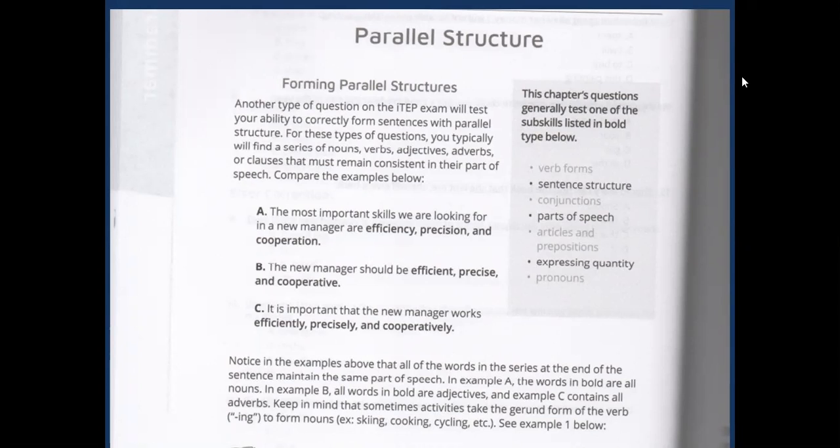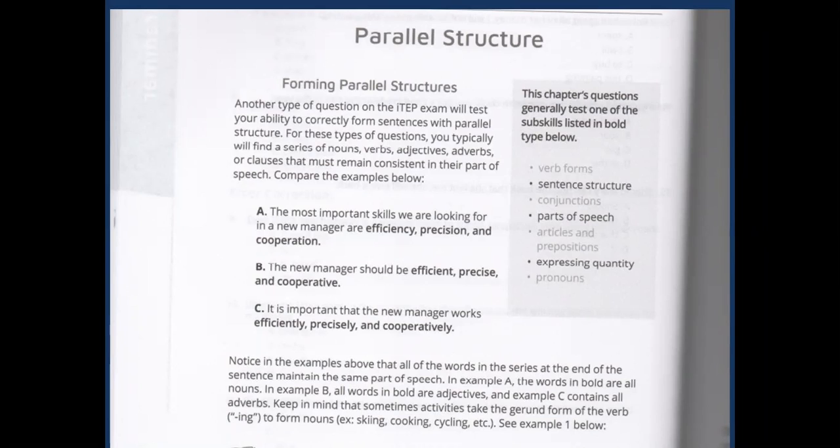So I'm going to read this very quickly so you can see how they work for the ITEP. Forming parallel structures is another type of question where the ITEP exam will test your ability to correctly form sentences with parallel structures. For this type of question, you will typically find a series of nouns, verbs, adjectives, adverbs, or clauses that must remain consistent in their part of speech.